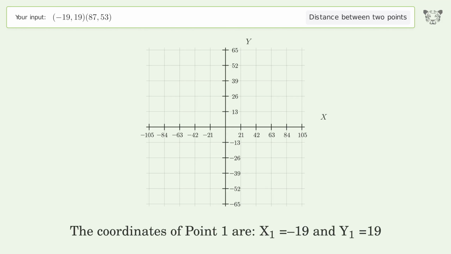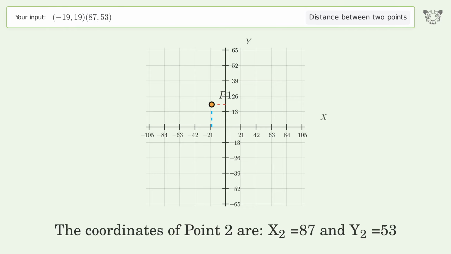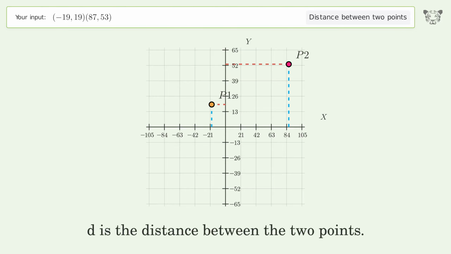The coordinates of point 1 are x1 equals -19 and y1 equals 19. The coordinates of point 2 are x2 equals 87 and y2 equals 53. D is the distance between the 2 points.